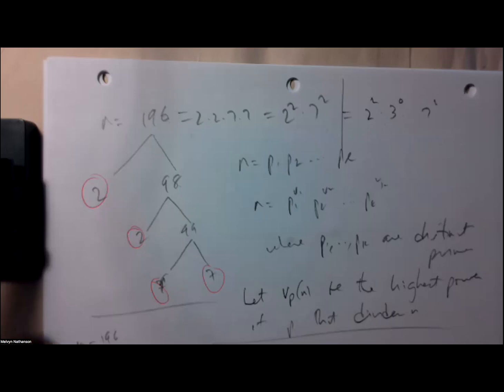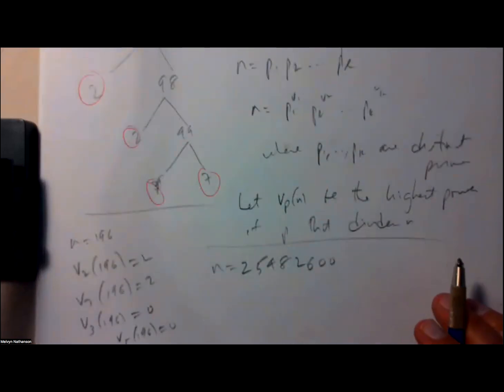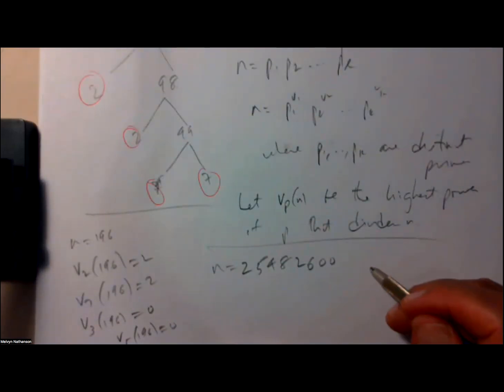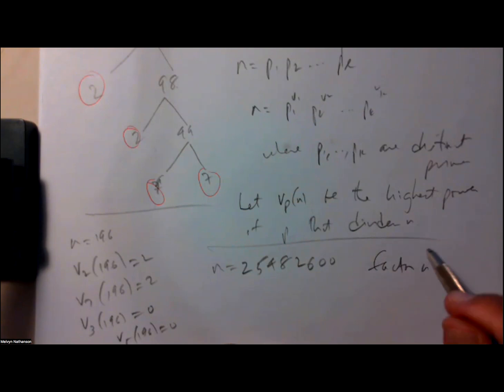Let's look at another example. Suppose I take n to be 25482600. Factor n. Huh. That looks kind of hard. I could use Maple, but you also need to be able to do these things by hand for numbers that might not be too hard. You never know whether something is hard or not until you try to do it.